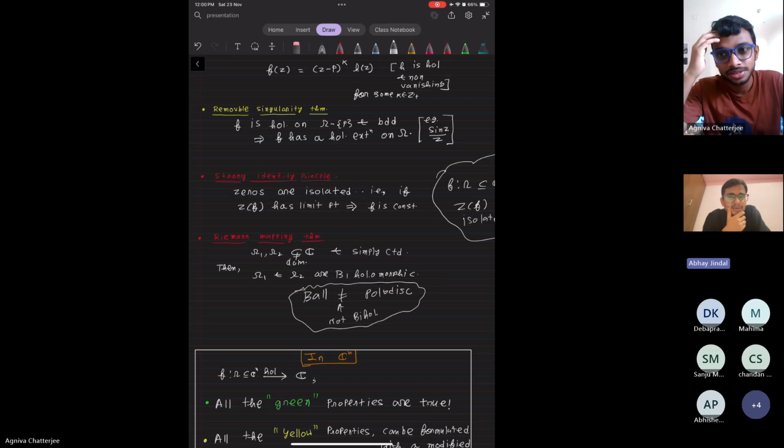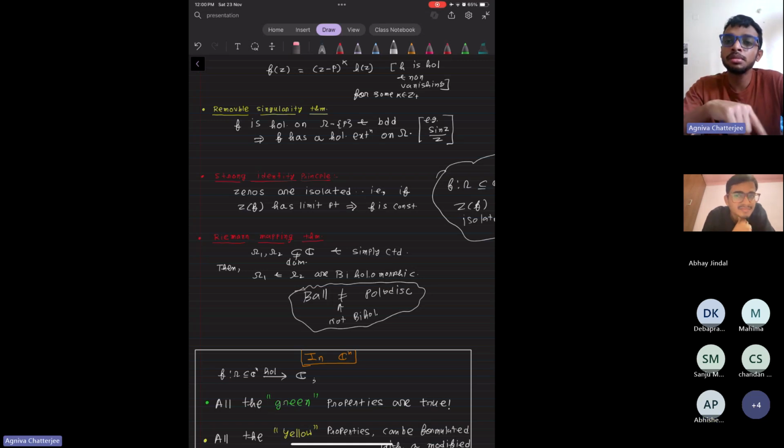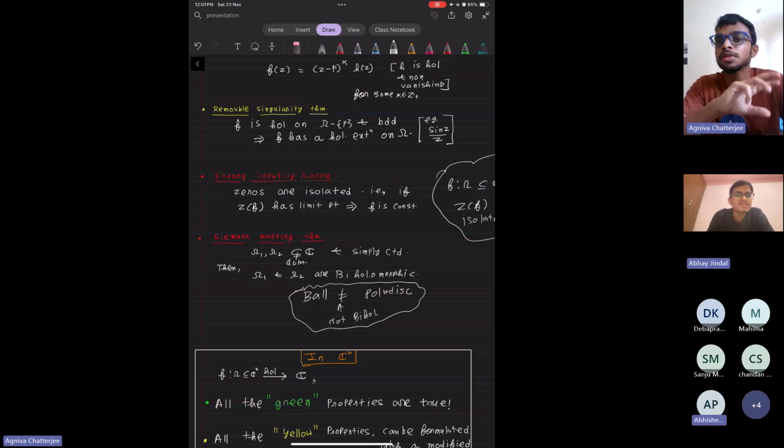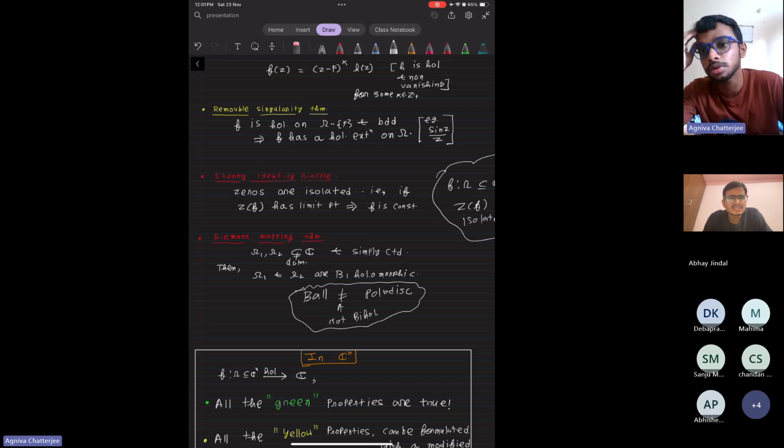What do you mean the Cartesian product will work? I am saying you have, say, four simply connected domains. You take the Cartesian product of two and another Cartesian product of the other two. Then, because you have the Riemann mapping theorem in one variable, you can probably cook up a biholomorphism between those two Cartesian products. Abhishek, you continue.